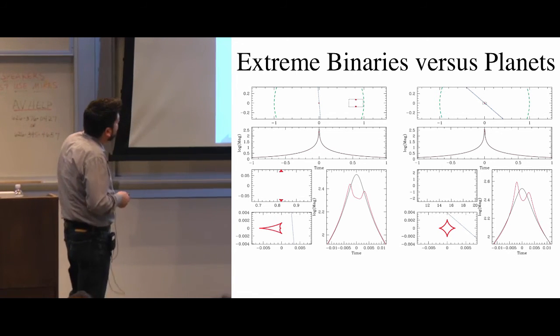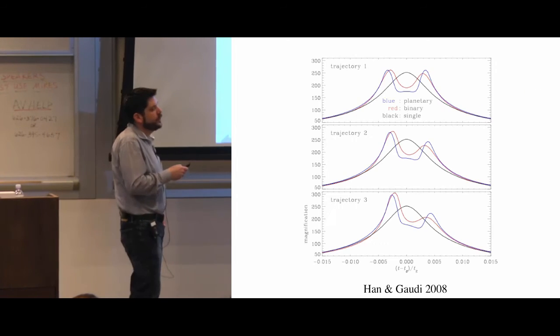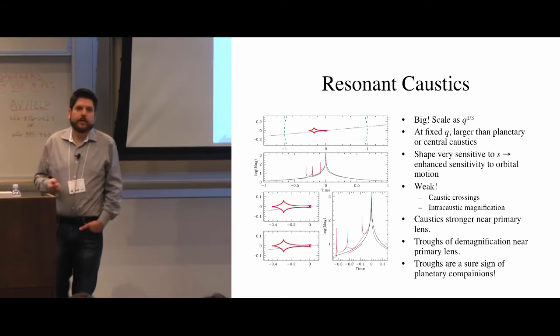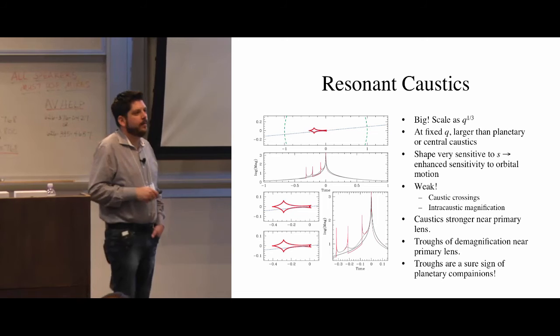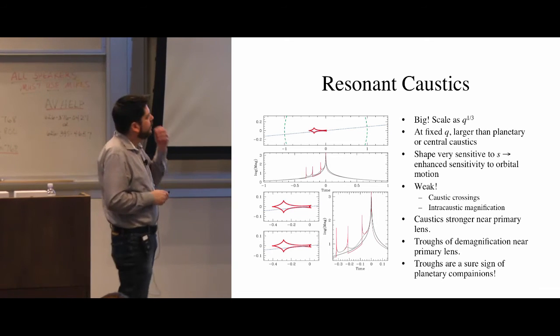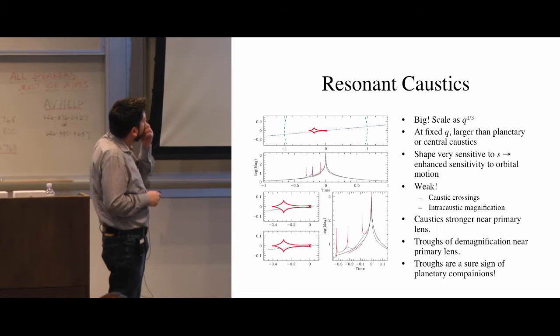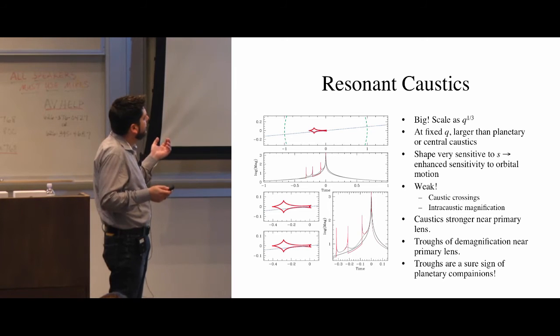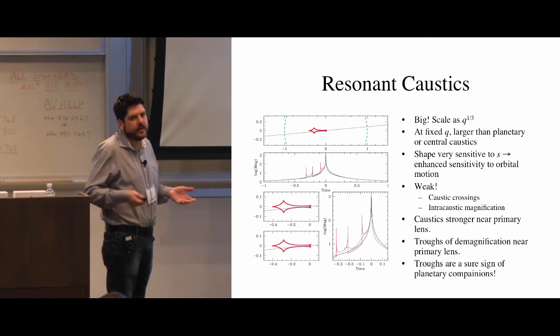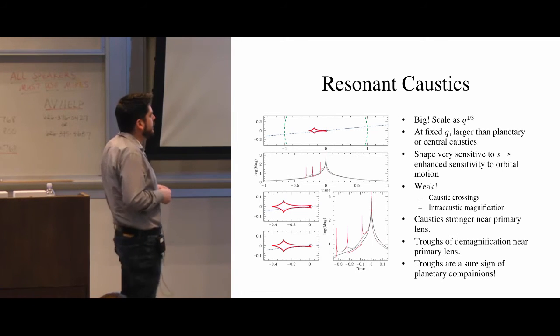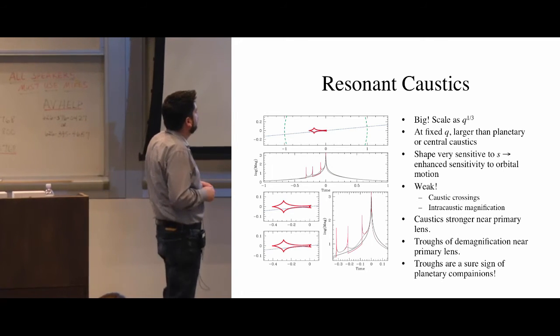All right, now back to resonant caustics. Resonant caustic scale is Q to the 1/3, which is even weaker than either of the other two. So that means that resonant caustics are always bigger than the other two, at any mass ratio. So they're quite large. They have a large cross-section, and so typically they're very easy to detect. We've detected many resonant caustic events.